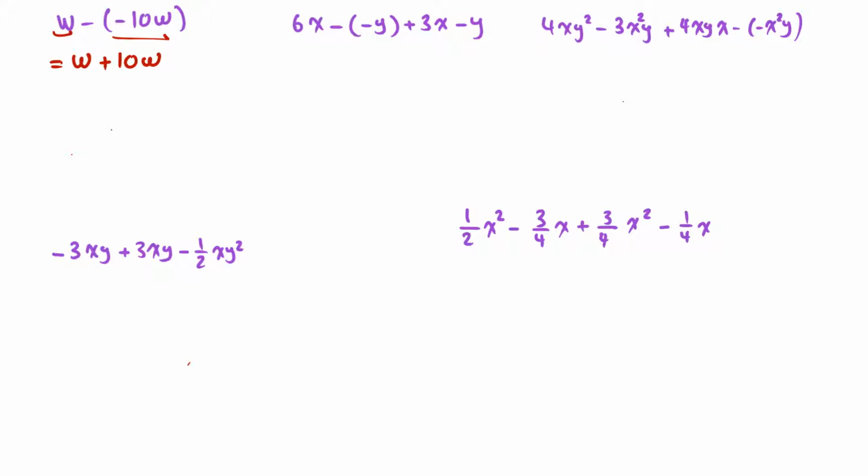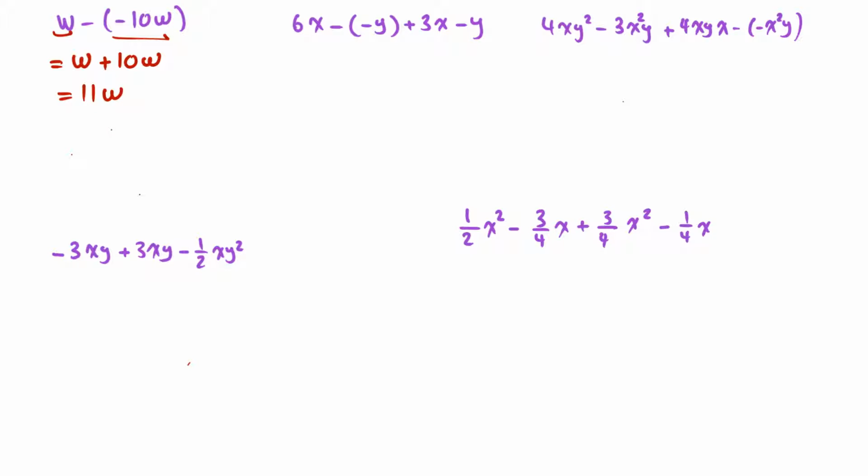And then once I'm here, when I add them, I have 1 apple plus 10 apples, giving me a total of 11 apples. And it doesn't matter what variable we're using here. It could have been x, could have been w, could have been wx squared z to the power of 100, and it would still give us the same answer at the end, as long as they were like terms.